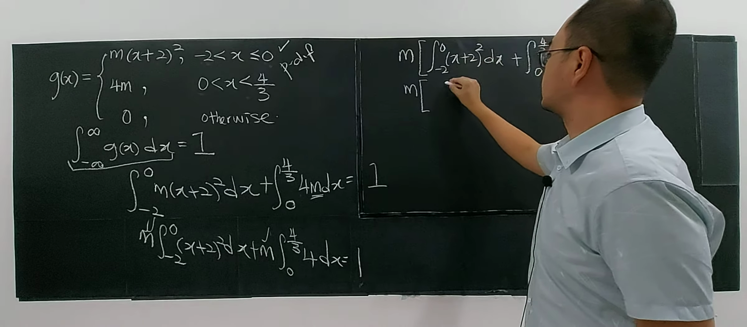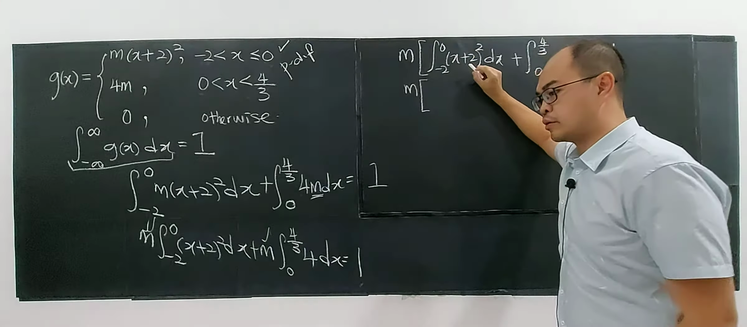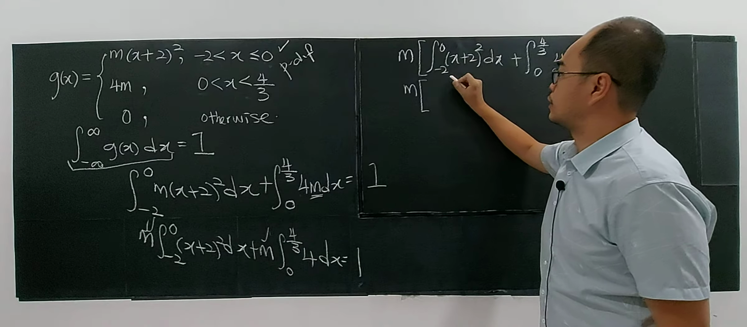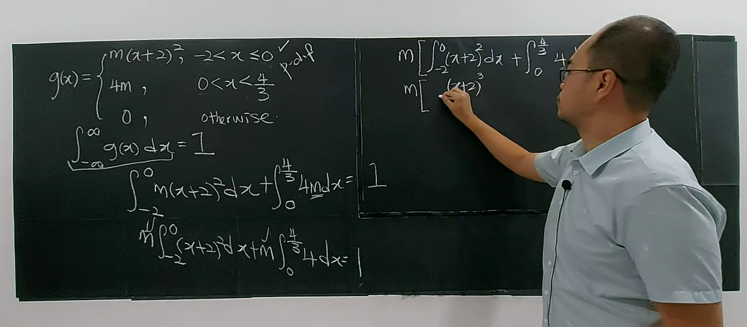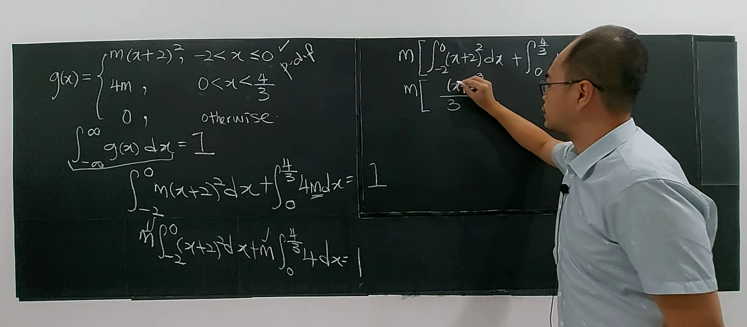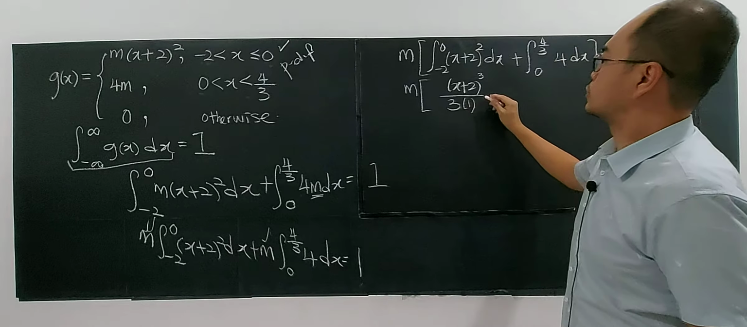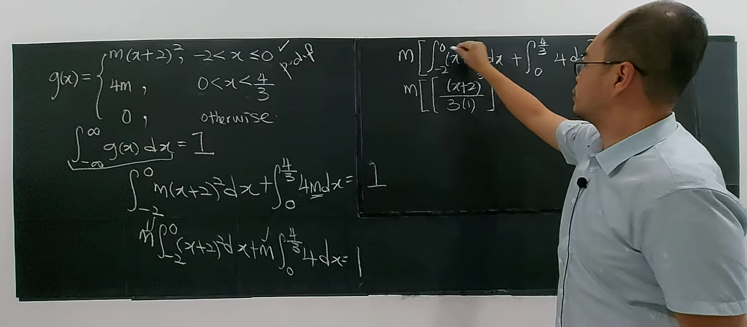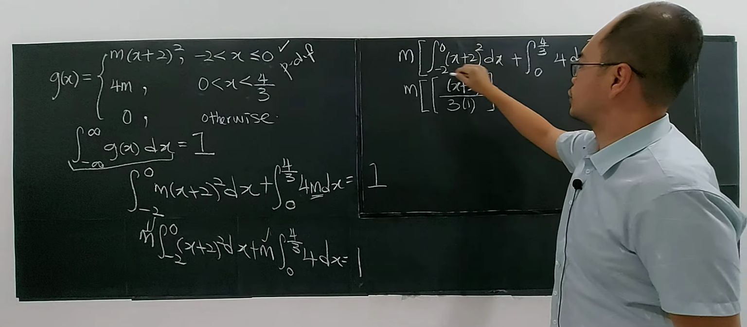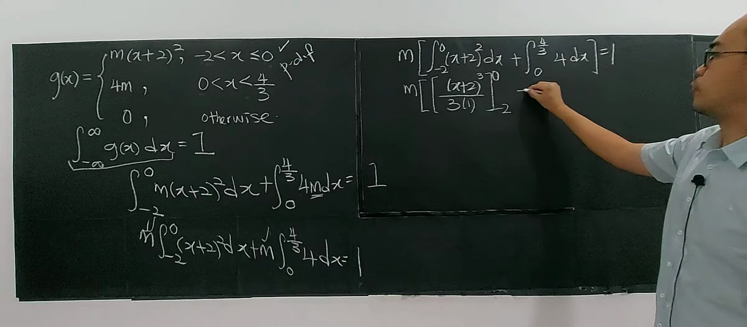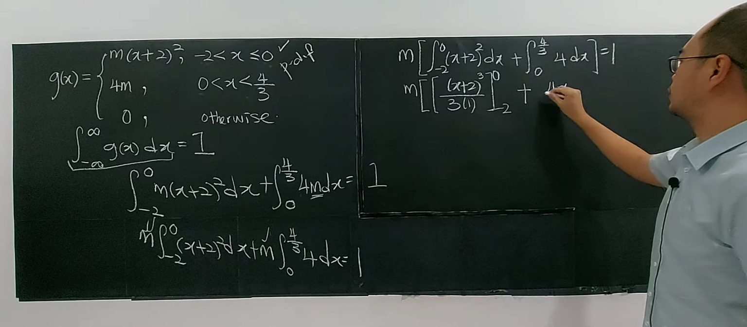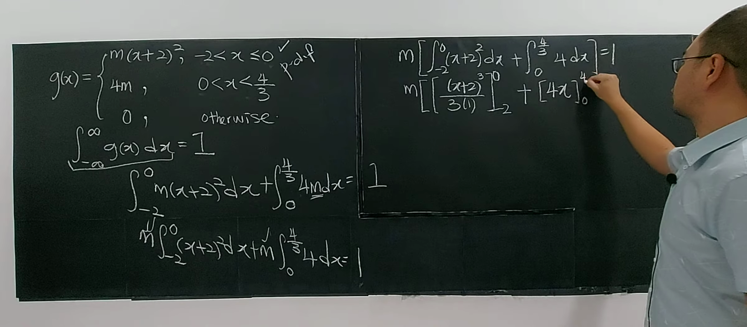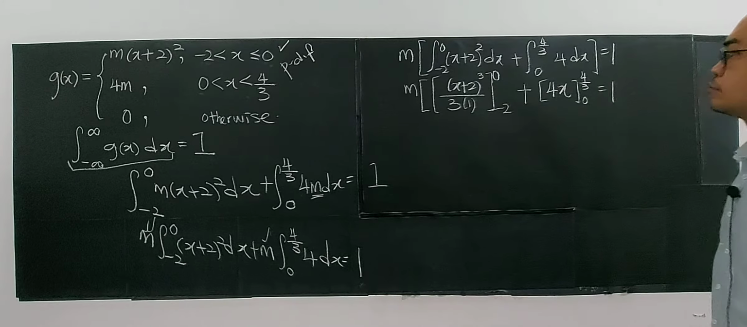Now integrating this, you have to revise your integration techniques. This is just a simple formula. This is linear, so you just add 1 to the power, 2 plus 1 is 3, divided by 3. The coefficient for x here is 1. So after integrating, it is from -2 up to 0. And for this constant, if you integrate you get 4x, from 0 up to 4/3, equals to 1.